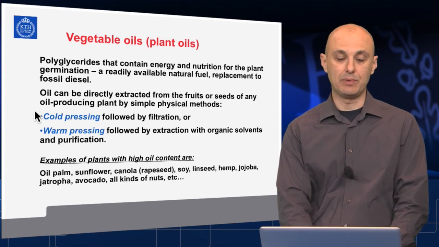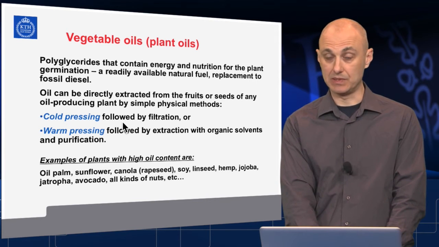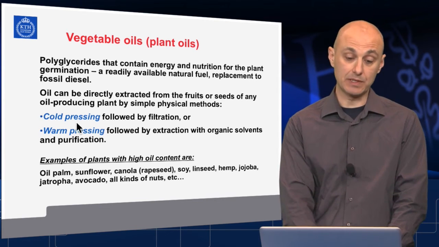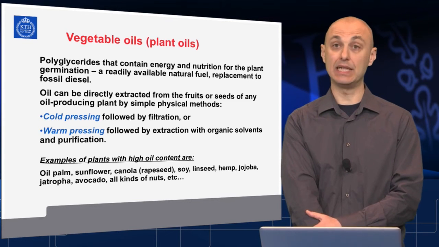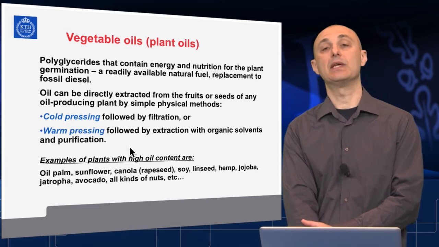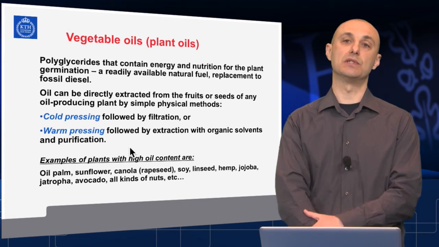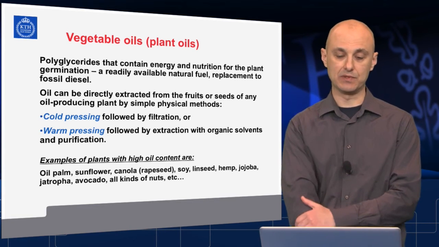But apart from cold pressing, which is the simplest and the best process, for example, cold pressing is the one that preferably should be used for food-grade oil, salad oil. Warm pressing can be used, and it is being used in industrial establishments.